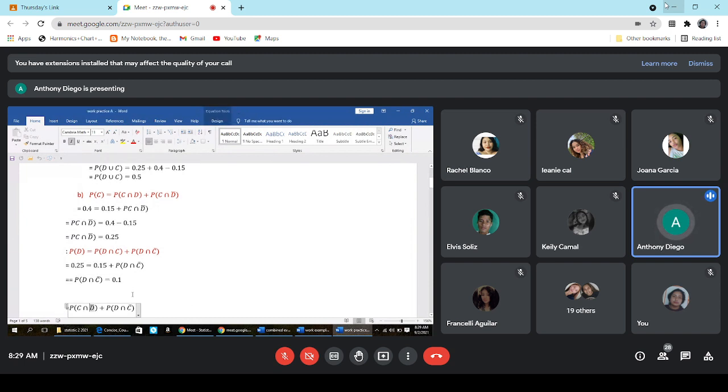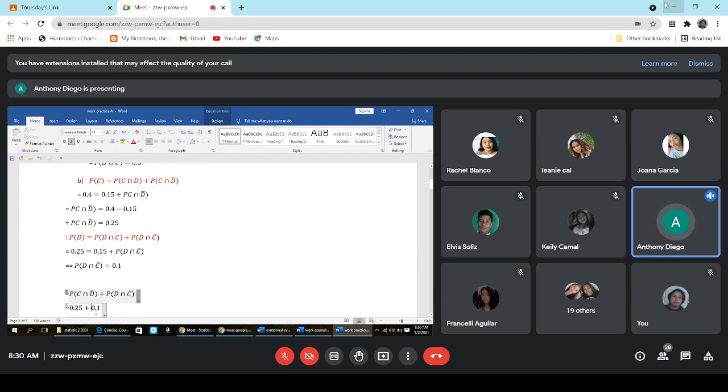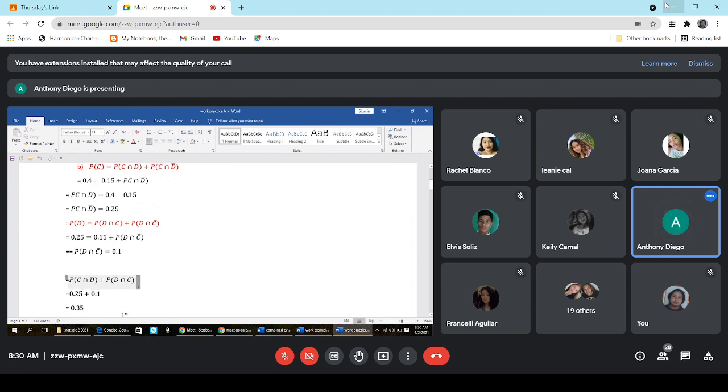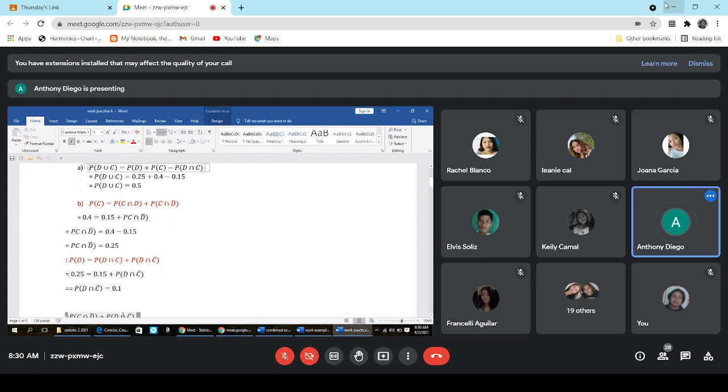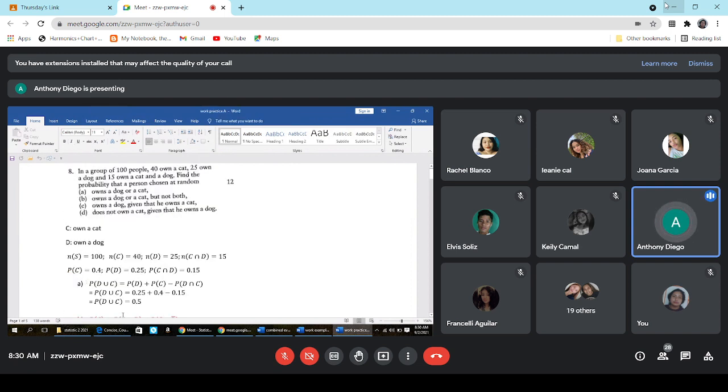So to get our answer, this would have been the formula. These are the conditions. If the person owns a cat, then the person doesn't own a dog, or if the person owns a dog, then he doesn't own a cat. So we're going to add both of the probabilities together, 0.25 plus 0.1, and then our answer there will be 0.35. So that would be the probability of a person that owns a dog or a cat, but not both.